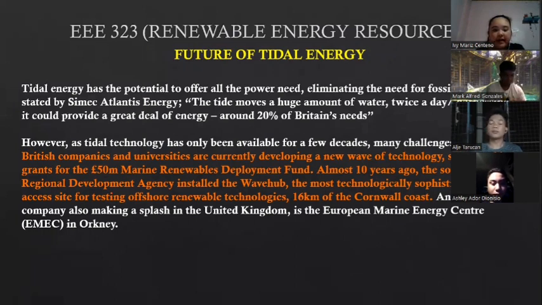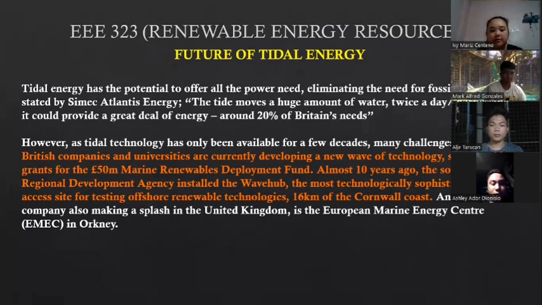Tidal energy has the potential to offer all the power needed, eliminating the need for fossil fuels. As stated by Simec Atlantis Energy, the tide moves a huge amount of water twice a day. Harnessing it could provide a great deal of energy, around 20% of Britain's needs. However, as tidal technology has only been available for a few decades, many challenges remain.